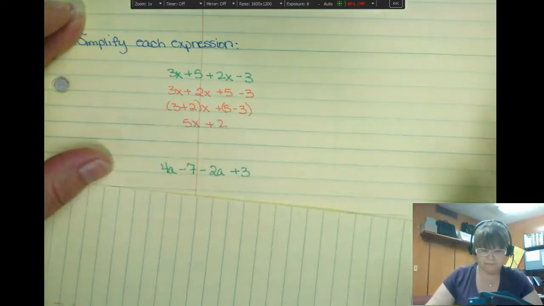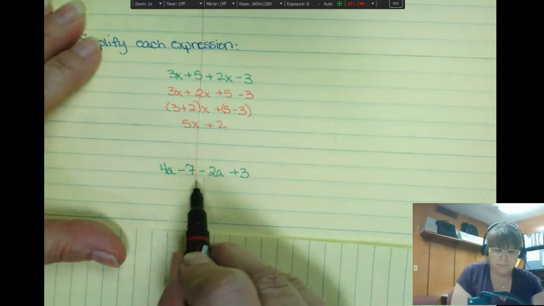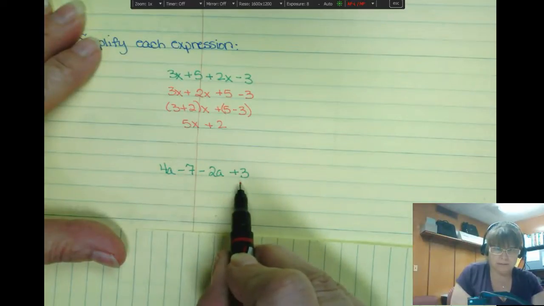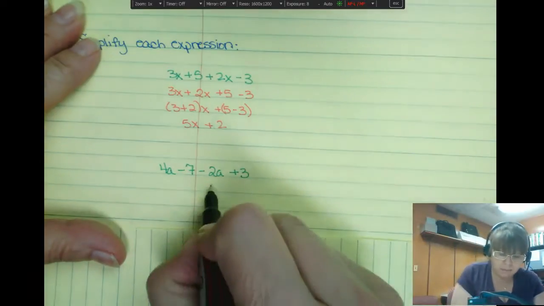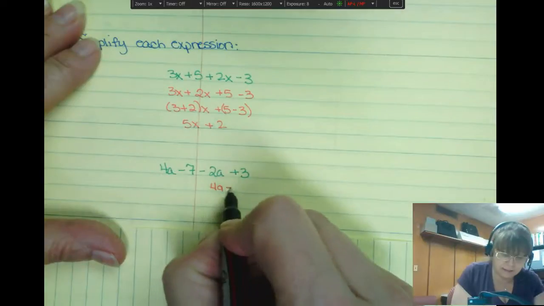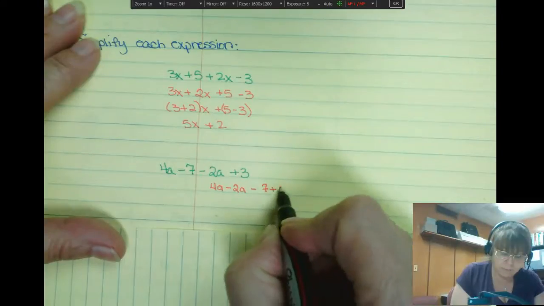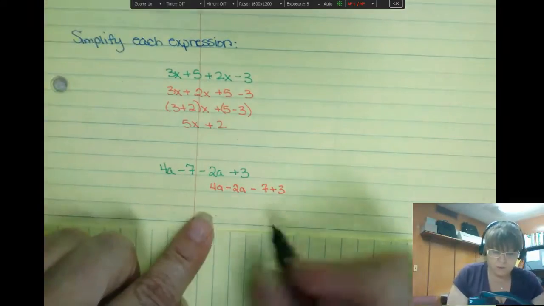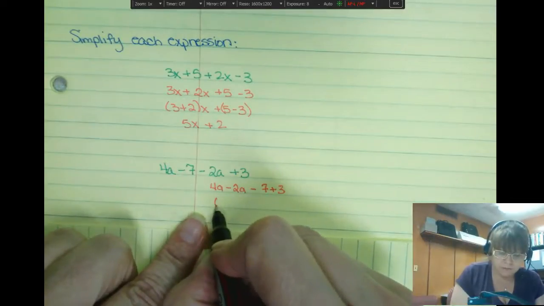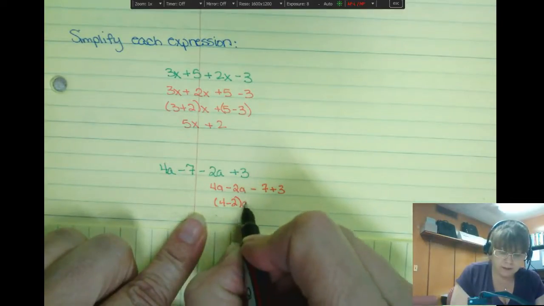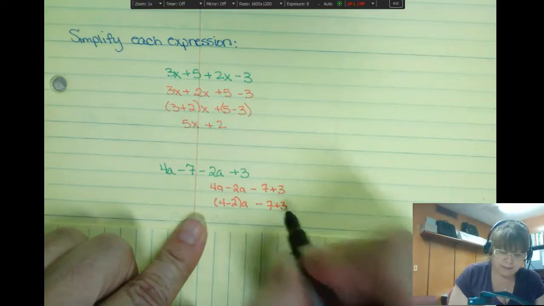Now let's try one. 4a minus 7 minus 2a plus 3. Now if you can do the math without having to rewrite it, that's fine. I'm going to rewrite it to where all the a's are together and all the numbers are together. So I have 4a minus 2a, and minus 7 plus 3. Okay.